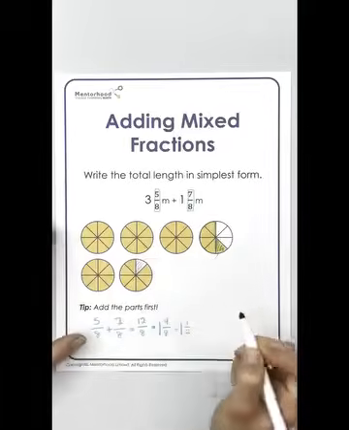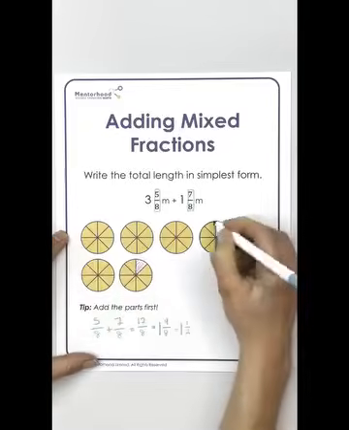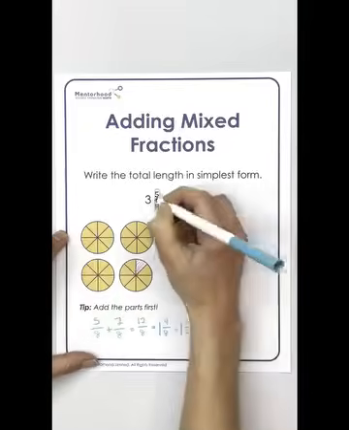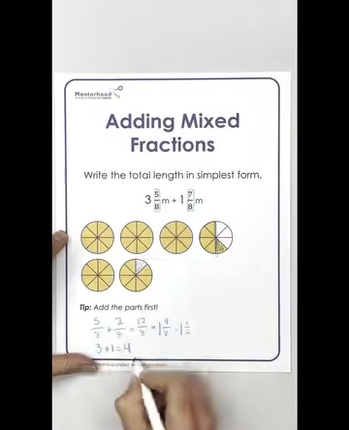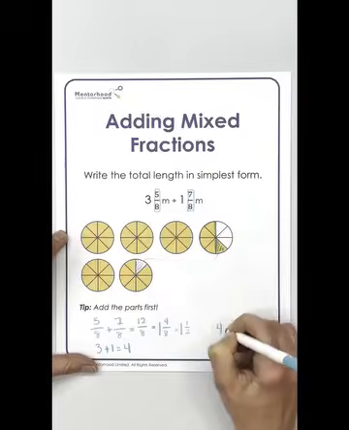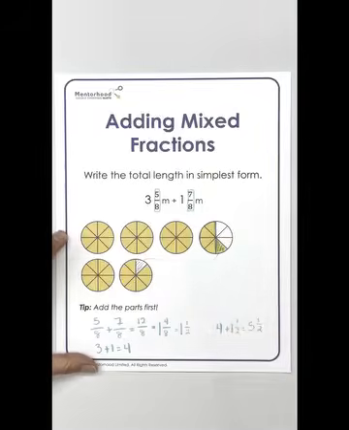Okay, so how much do we have? Just to recap, 1, 2, 3, 4, 5, and 1 half. So if we add our 3 plus 1, 3 plus 1 equals 4. And then if we take our 4 and we add our 1 and a half, 4 plus 1 and a half is 5 and a half. All right, good job.